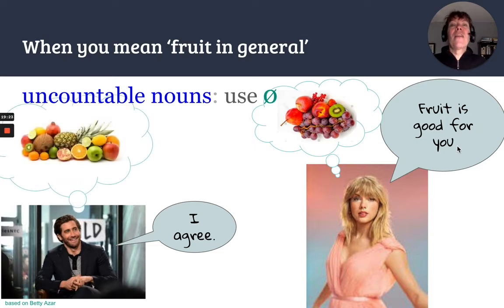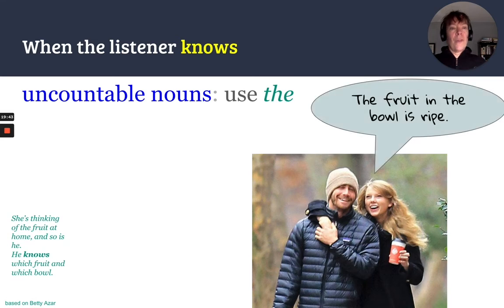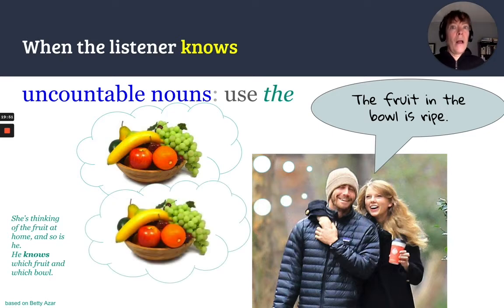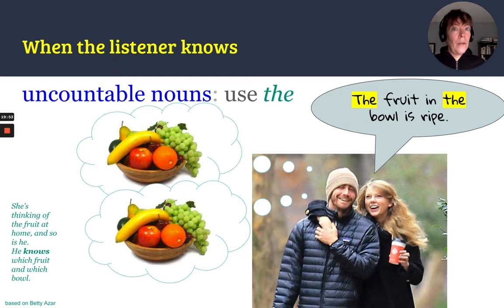Of course he does. They are both thinking of fruit in general. Not the same fruit, but fruit in general. And so, notice how she uses that. It's an uncountable noun. There's no article. Fruit is good for you, not the fruit, but fruit in general. The fruit in the bowl is ripe. Now she uses the because the listener knows which one, the fruit in the bowl. They are thinking of the same fruit. Which fruit? The fruit in the bowl.